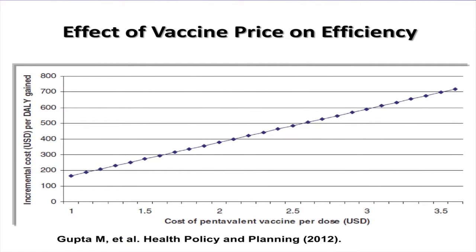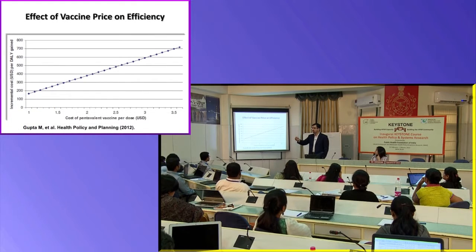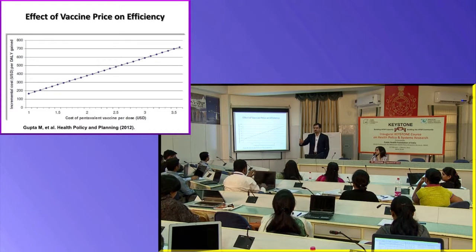This also gives you evidence of how much the government should negotiate on the price of the vaccines. One of the major determinants of cost effectiveness of a given intervention is the price of that intervention. This analysis also allows you to inform the government or the policy maker.